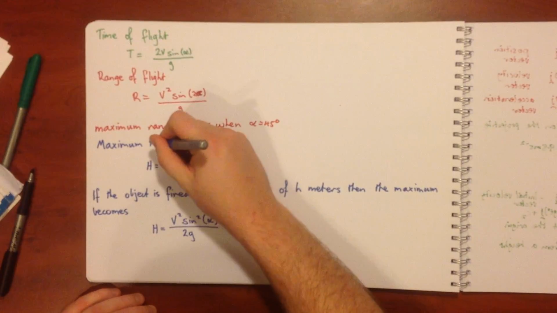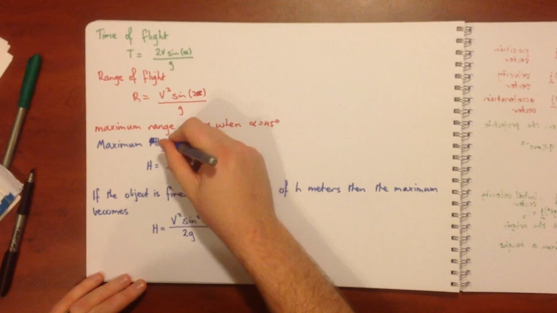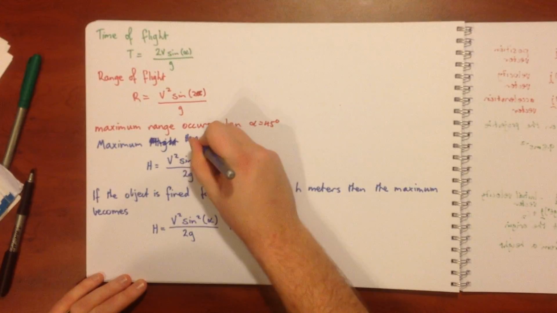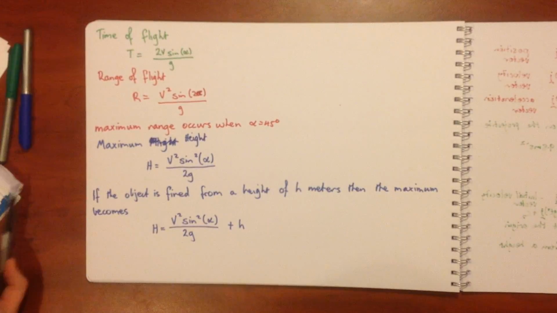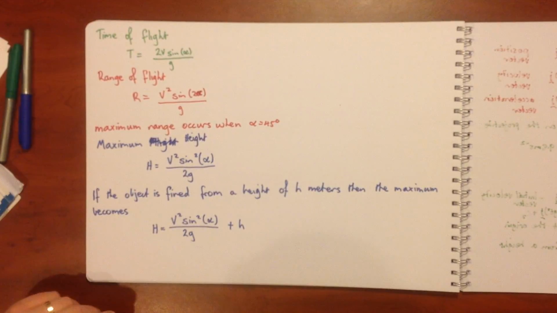Our maximum height, H equals v squared sine squared alpha on 2g. If an object is fired from a height of h meters, then the maximum height becomes H equals v squared sine squared alpha on 2g plus h.